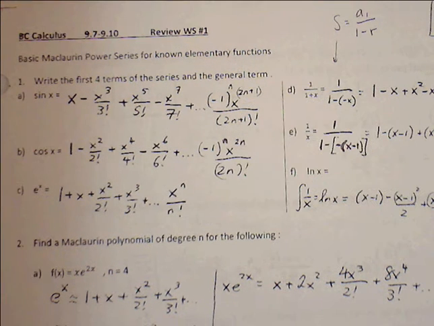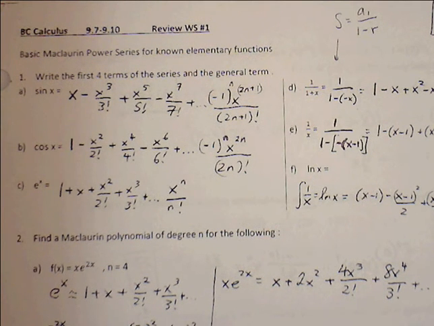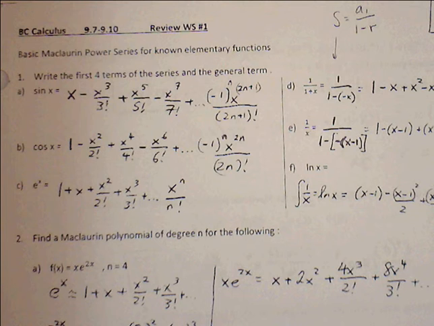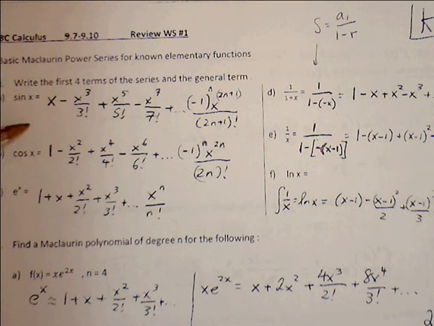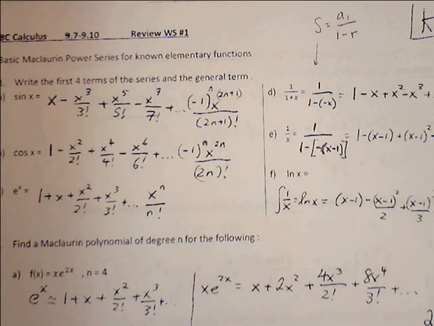This is review for chapter 9.7, 9.10 over power series and Maclaurin power series. So first off, just as review, you're asked to write the first four terms of the series and also provide the general term.